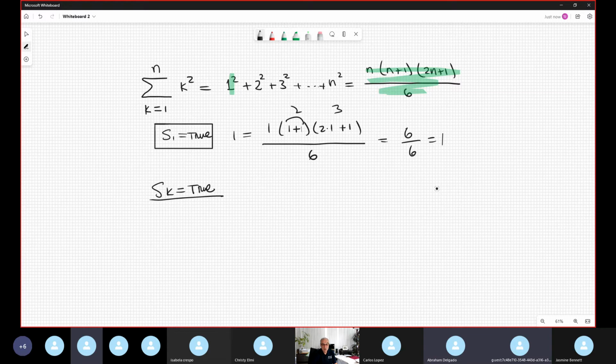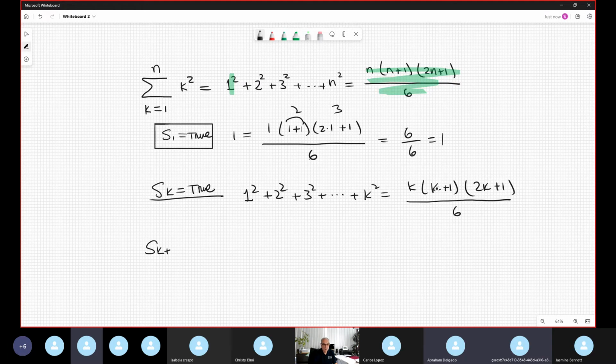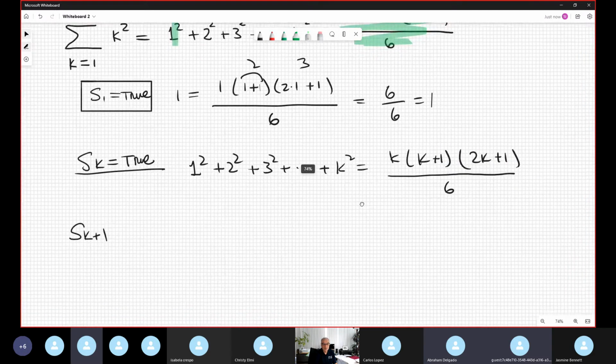So it's easy because you only replace 1 squared plus 2 squared plus 3 squared plus and so on, not n anymore, it's k squared equal k plus 1, 2k plus 1 divided by 6. Okay, now the next is k plus 1. It's the bridge. Can help me to understand that this continues forever, no?